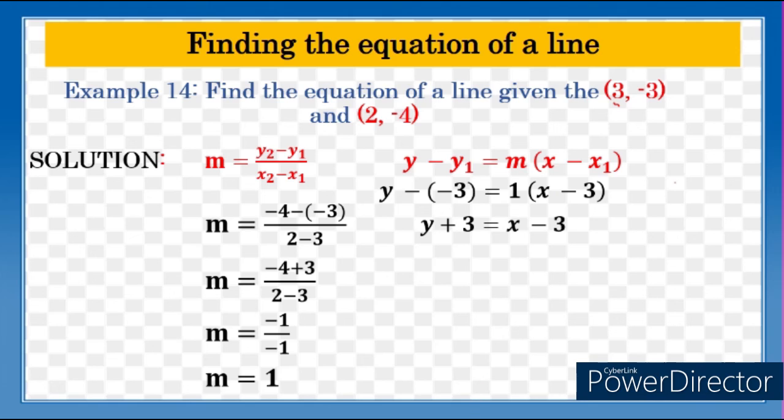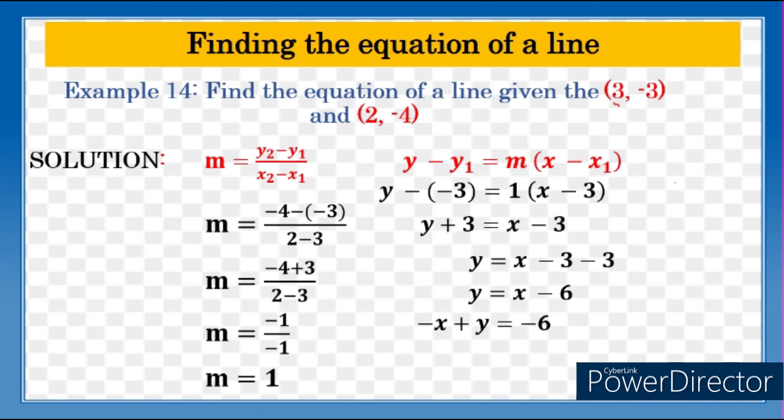So lipat po natin sa kabila si positive 3. So we have y is equal to x minus 3 minus 3. So negative 3 minus 3 is equal to negative 6. So we have y is equal to x minus 6. Okay, so lipat po natin sa kabila si positive x. So we have negative x plus y is equal to negative 6.